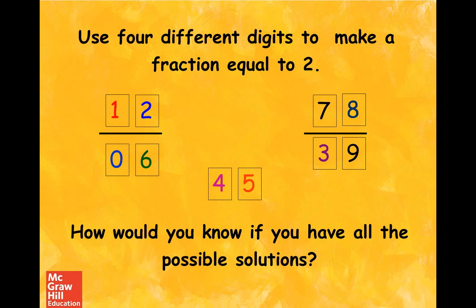And feel free to type in your solution or your answer. What do you think the smallest numerator could be to make this problem work? Remember, the conditions are 4 different digits.